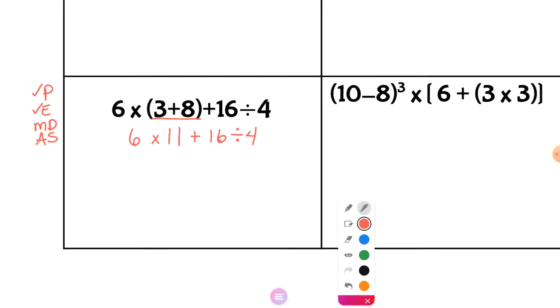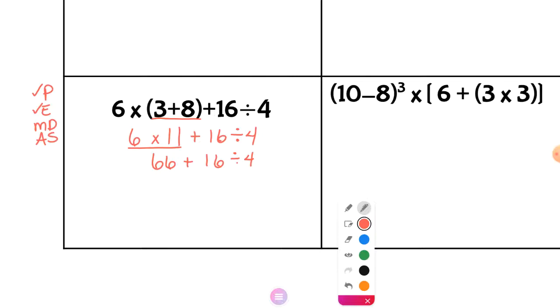Waylon, what am I going to underline? 6 times 11. Okay, why am I doing 6 times 11 and not 16 divided by 4? Because 6 times 11 is on the left. It's on the left. Good job. We go left to right. So that is 66 plus 16 divided by 4.